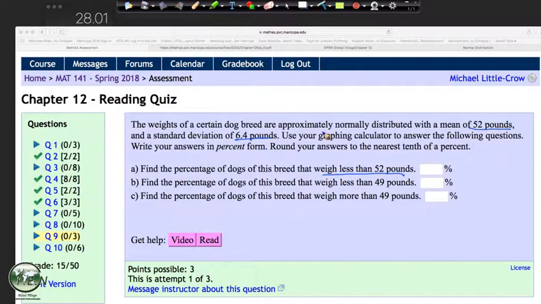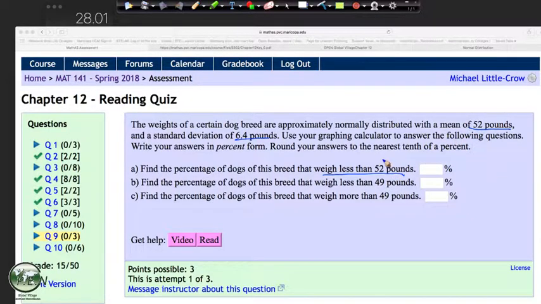These are ones where we're going to be able to use the calculator. Actually, you could probably do this one, but I'll show you. How can anyone answer that? What percent weigh less than 52 pounds? 50%, because the mean is 52 pounds. So 50% should be below the mean. Does that make sense?